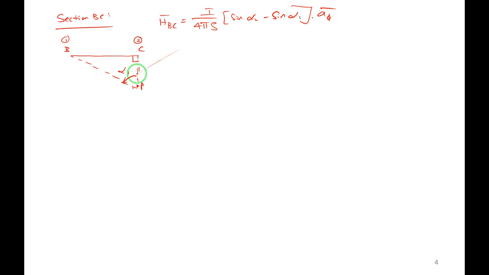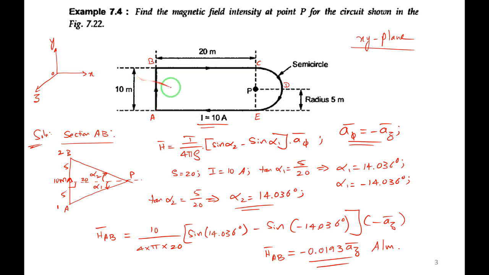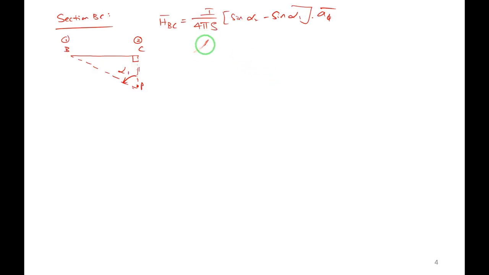Okay, rho. We want to calculate the perpendicular distance from here to here. This is the perpendicular distance, right? So what is this perpendicular distance from here to here? Total is 10, so it is 5, right? This is 5. So rho is 5.